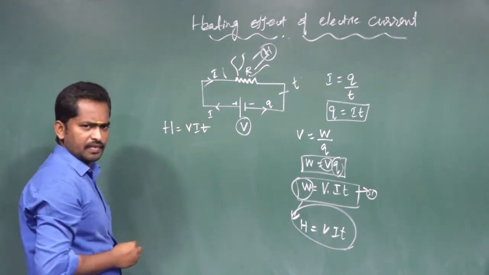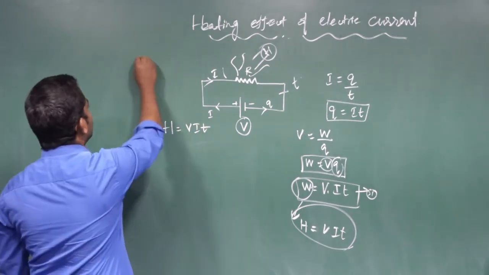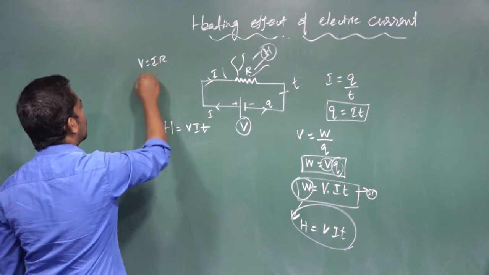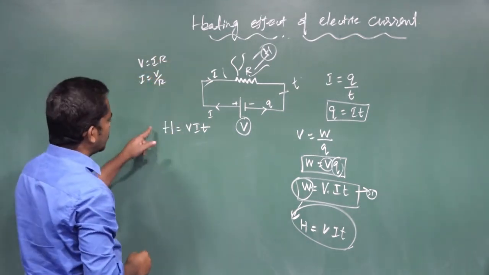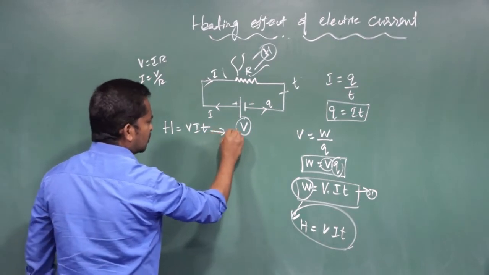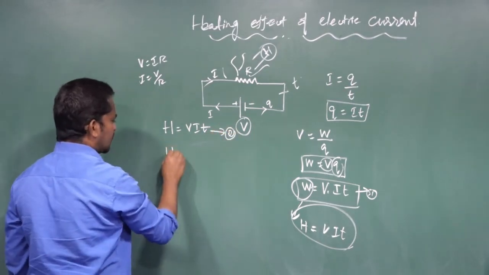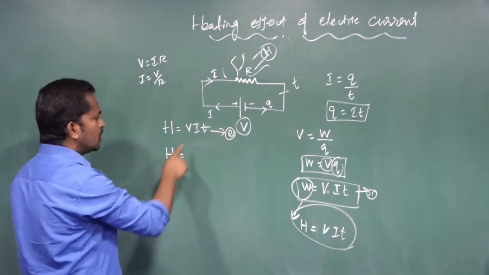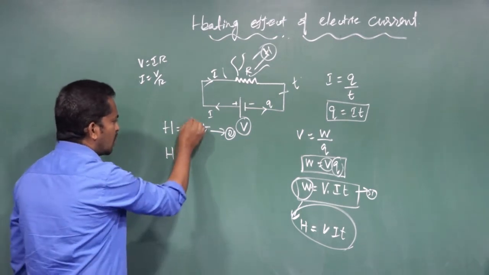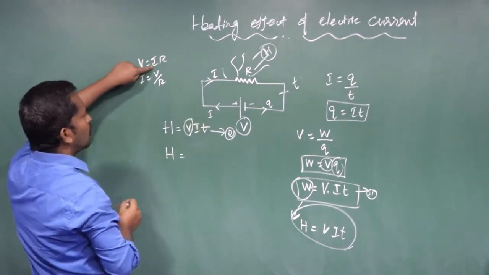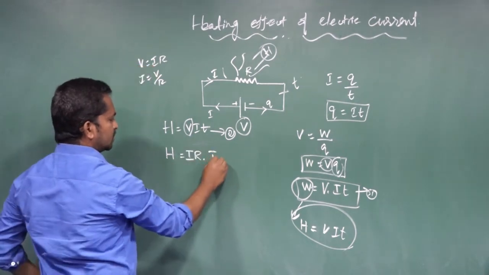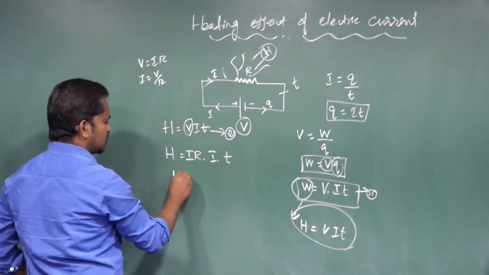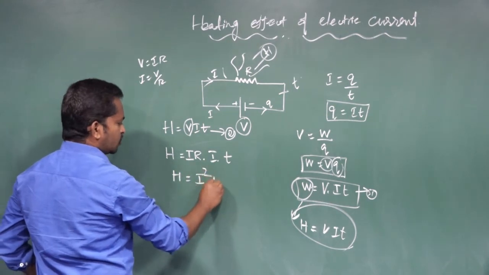You know well, according to Ohm's law, V is equal to I R, and I is equal to V by R. Applying this, this is equation number 2. So heat energy H is equal to V I T. According to Ohm's law, V is equal to I R, so H is equal to I R into I into T. So H is equal to I square R T.